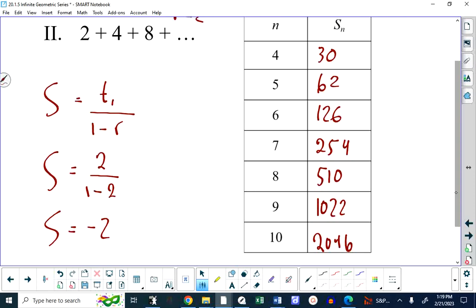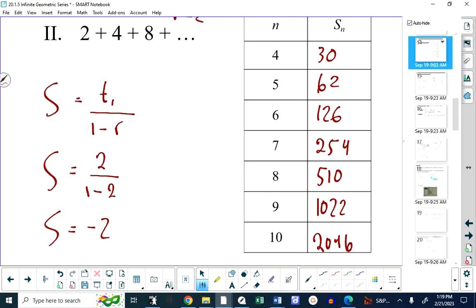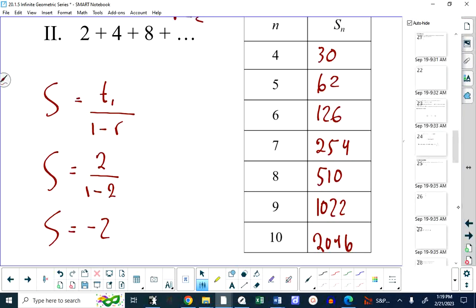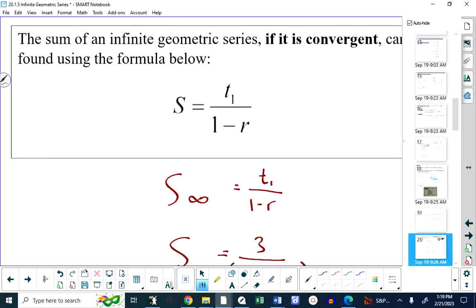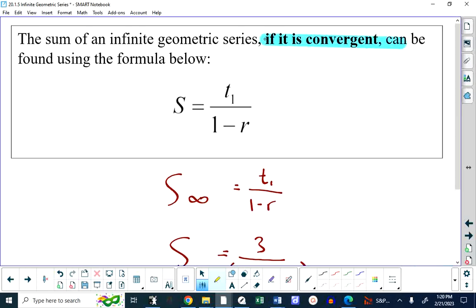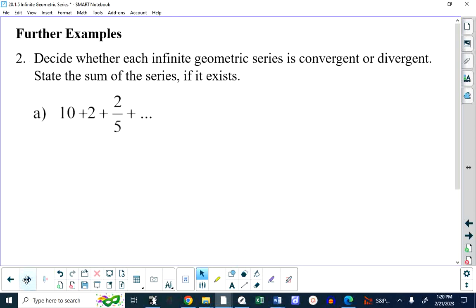The point I want to make to you is that this phrase here is crucial. We're talking about, and I have to wait for my computer to unlock, we're talking about this only if it's convergent. Only if it's convergent. Okay.